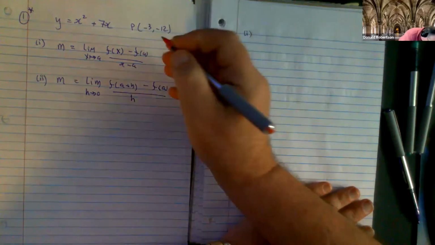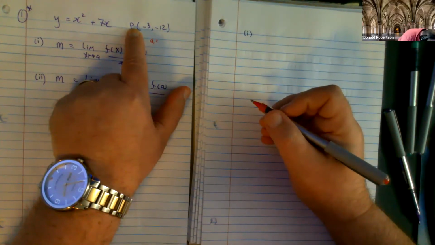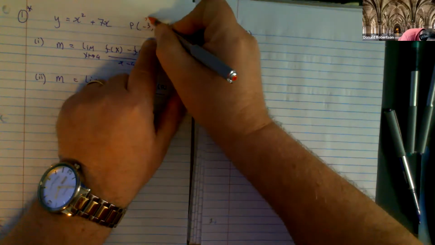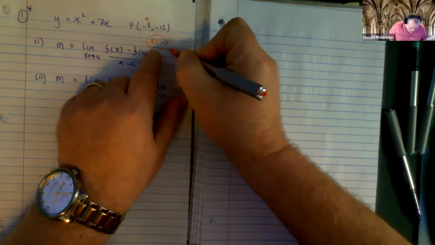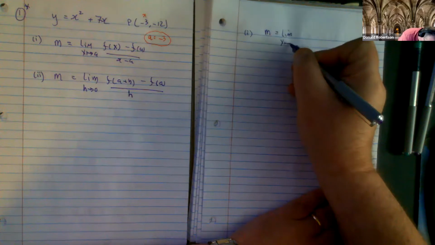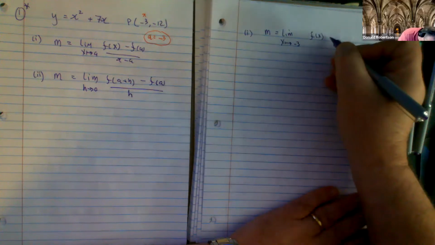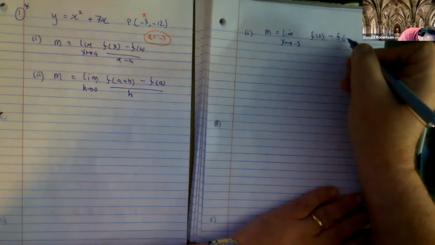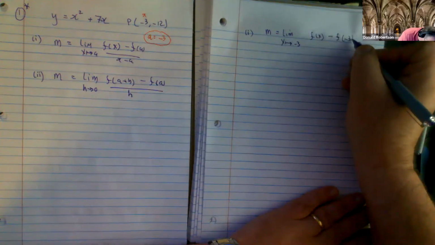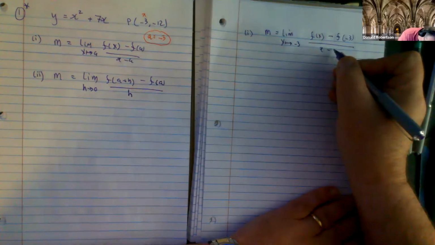To do method 1, what do I need to know? Well, I need to know who a is. Now, in this coordinate, it's -3, 12, so the x coordinate is -3. That means a is -3. So the slope of the tangent line is going to be the overall limit, as x tends to -3, of f of x, take away f of -3, all over x take away -3.